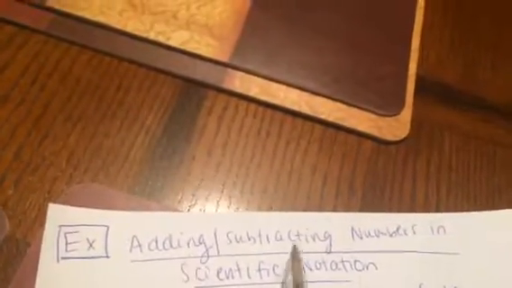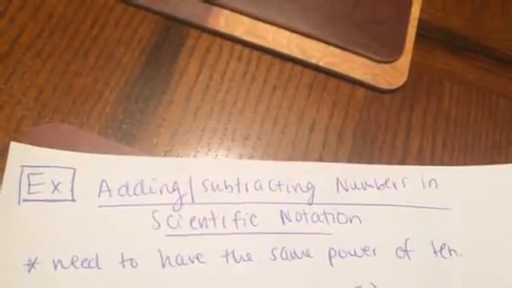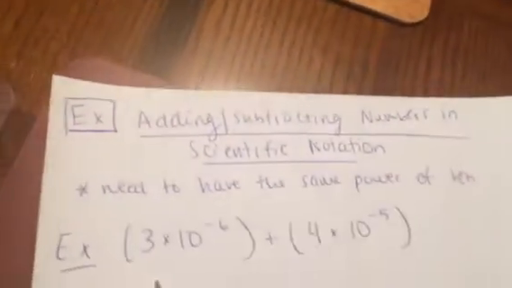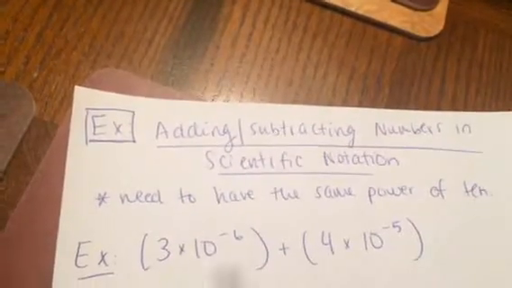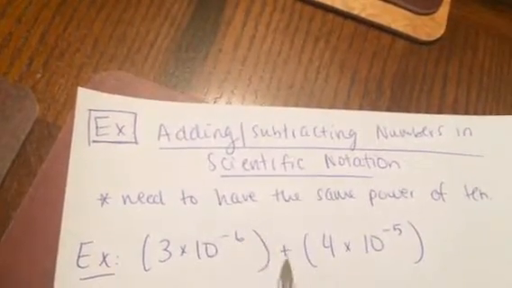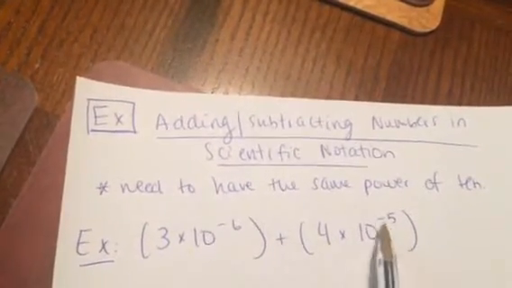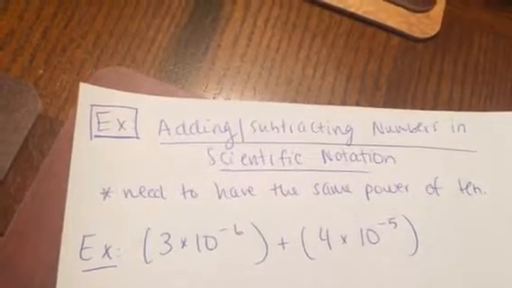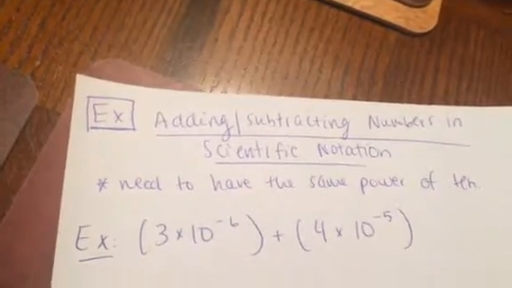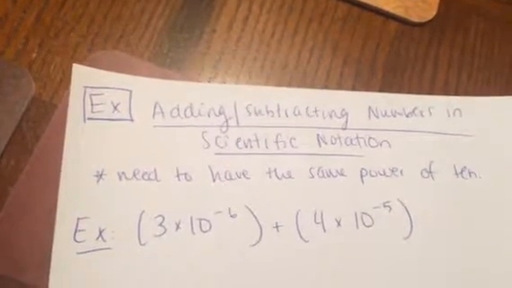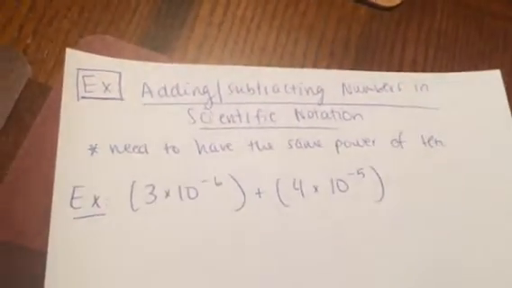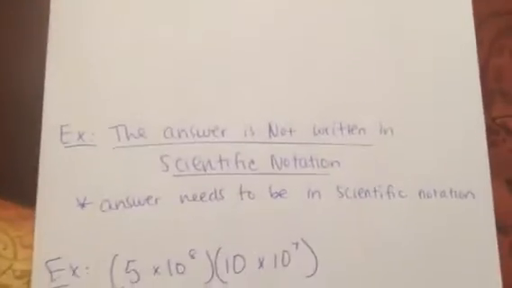One may be if you're adding or subtracting numbers in scientific notation. Remember, when you add and subtract numbers in scientific notation, you need to have the same power of 10 on both numbers. So look at this example. We need to add these two numbers, 3 times 10 to the negative 6th plus 4 times 10 to the negative 5th. In this case, these do not have the same power of 10. Therefore, we would have to rewrite one of the numbers in scientific notation. So that's one example. And I'm going to show you in a second how we rewrite it.